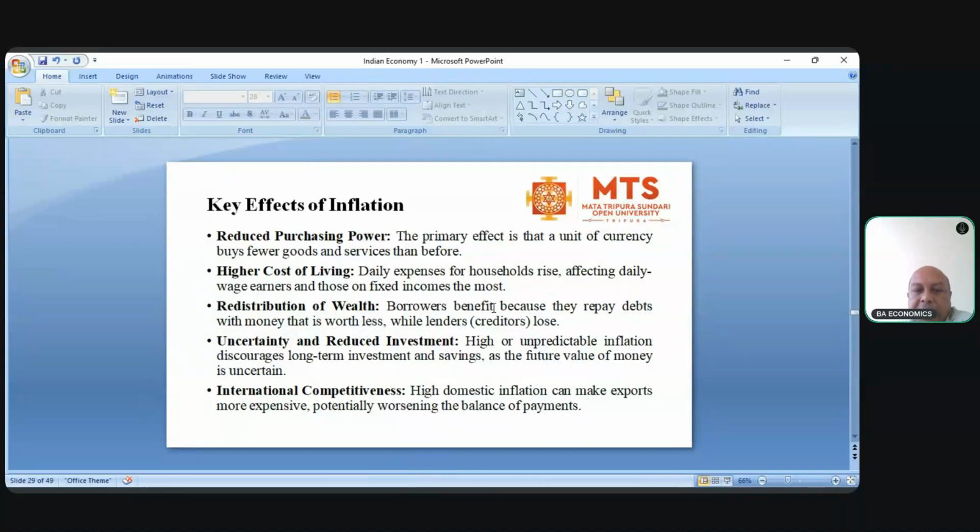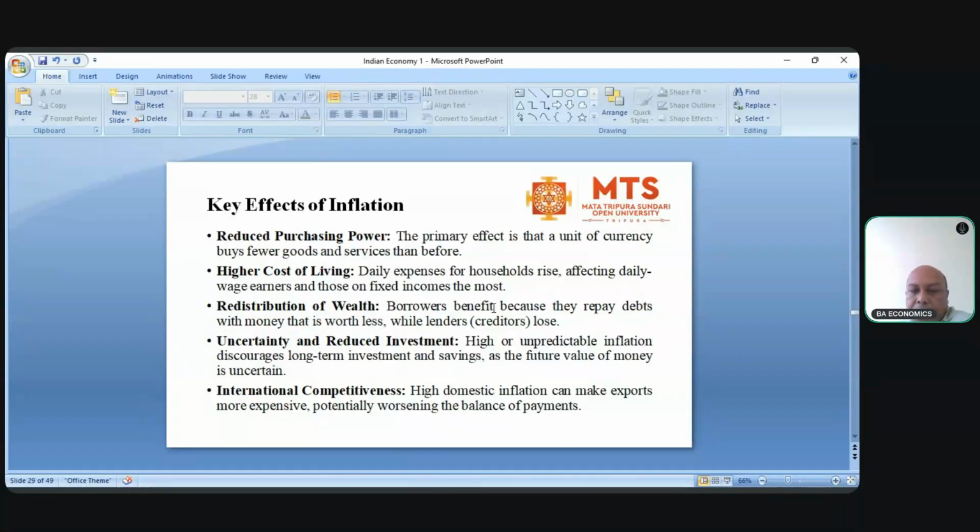Inflation also negatively affects business, because if inflation happens, then the future of business will be uncertain. And due to high inflation, it is possible that in the long run, investment will decline and savings also will decline, and this is not good from a future business perspective.